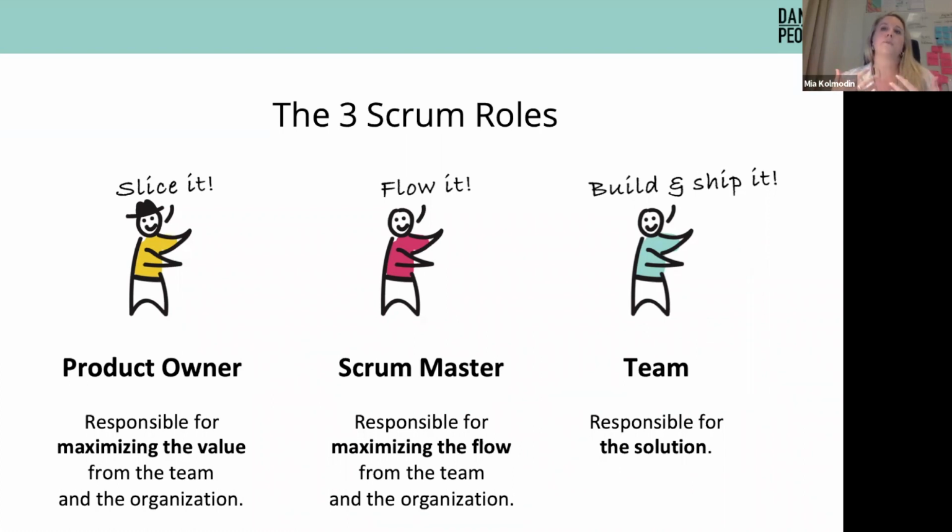So how is this supposed to work? What's the best way possible to build this, to create a solution for the customer to reach the goal that the product owner has set and prioritized?